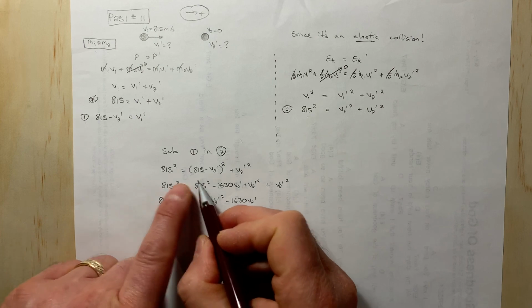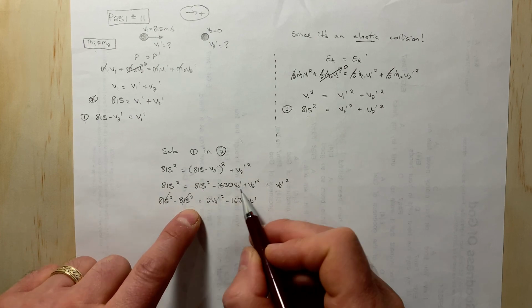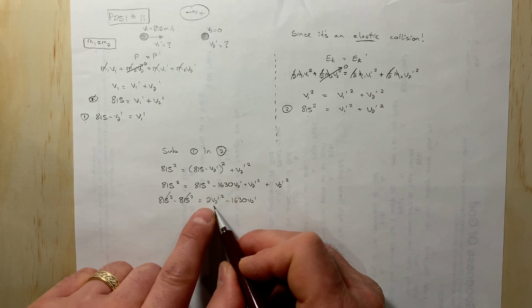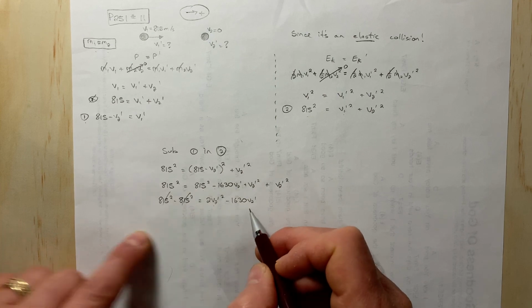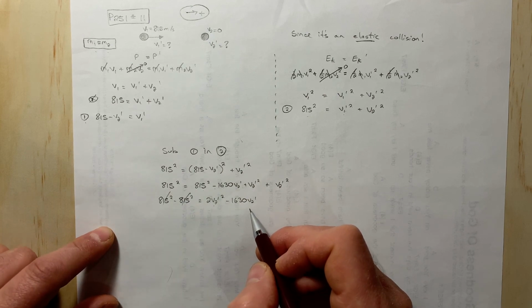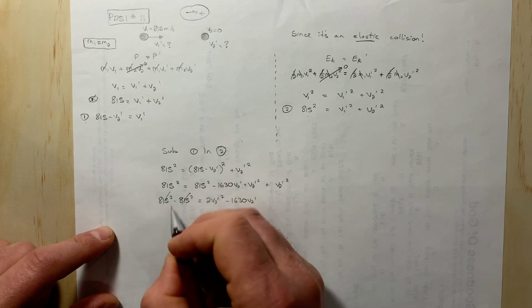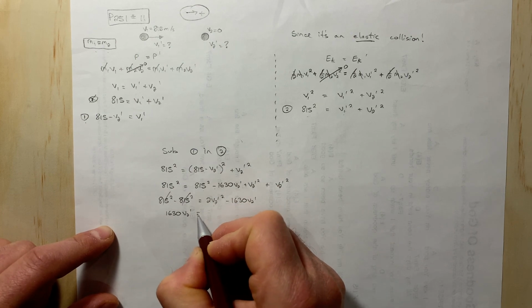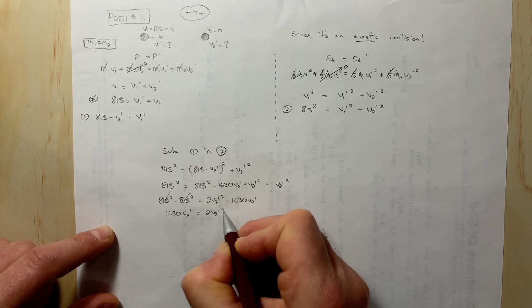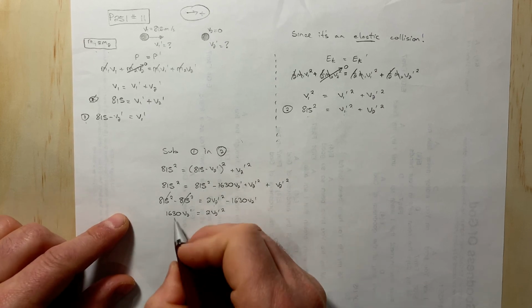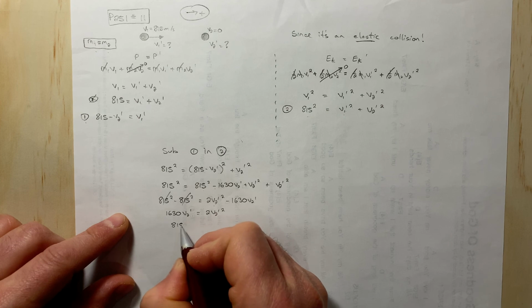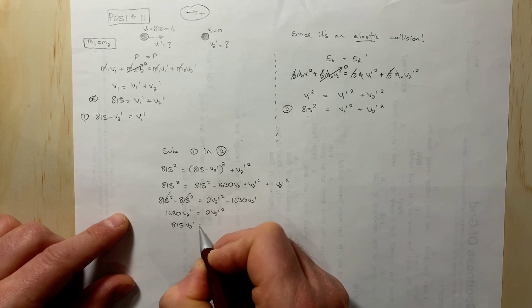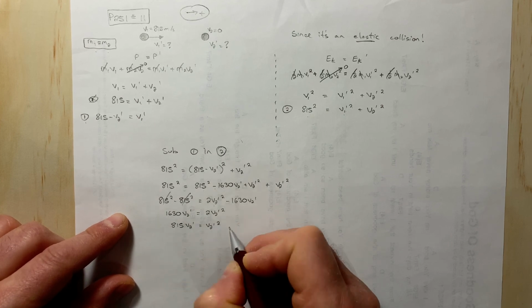So this guy is coming over here. Those guys are going to cancel. Those two guys combined give me this term. This minus 1630 v2 prime is still here. Now what I can do is bring 1630 over here. We can divide both sides by 2. We're going to get 815 v2 prime equals v2 prime squared.